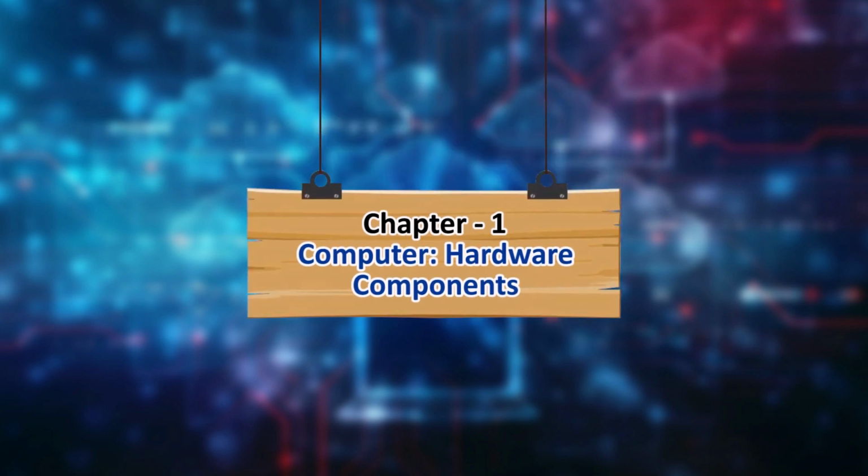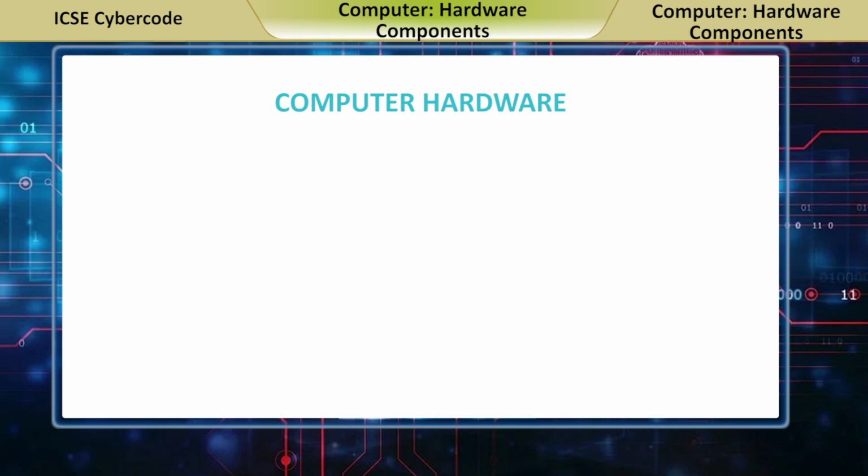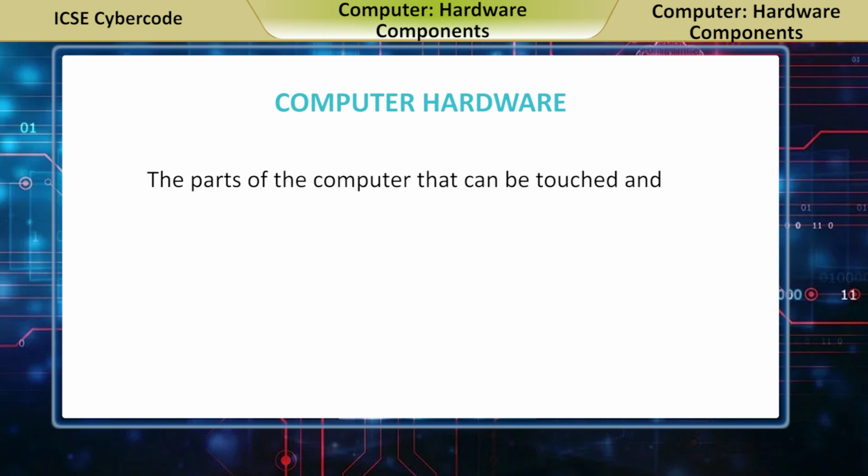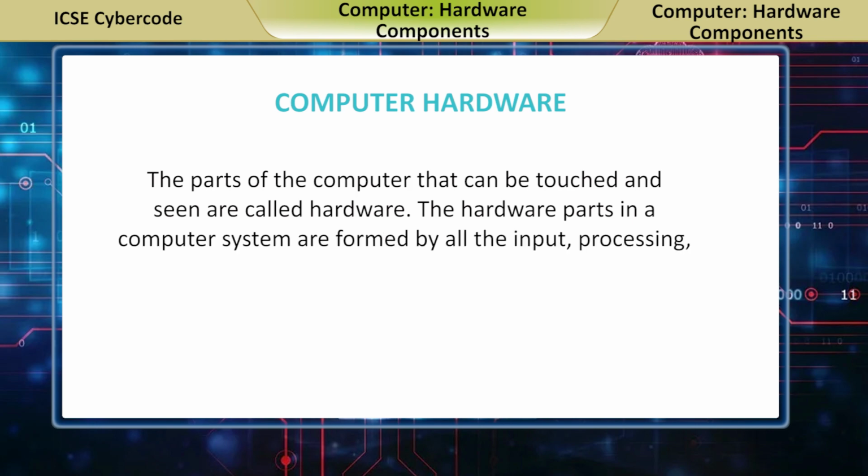Chapter 1. Computer Hardware Components. Computer hardware. The parts of the computer that can be touched and seen are called hardware. The hardware parts in a computer system are formed by all the input, processing, output and storage devices.